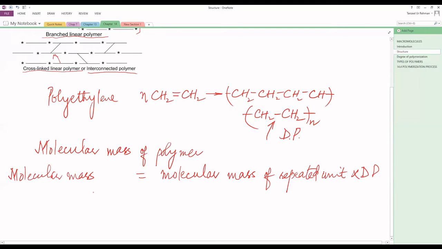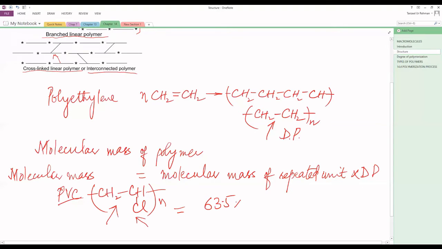चलें हम यहाँ पे कैलकुलेट करते हैं पोलीविनाइल क्लोराइड की, that is known as PVC, polyvinyl chloride. That is, it has formula CH2CHCl. This is PVC, formula for PVC. Now, how to calculate molecular mass of repeated unit? It is carbon 12 plus 2, 14, 14 plus 12, 26, 27, 27 plus Cl 35.5, it is 63.5 mass for this repeated unit.